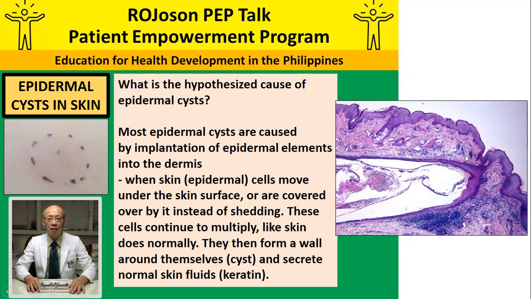continue to multiply inside the skin, just like any skin normally do. They do multiply. Then they form a wall around themselves. This is the wall, the capsule, and secretes normal skin fluids or keratin. So this is the content. This is the capsule. This shows the implantation.